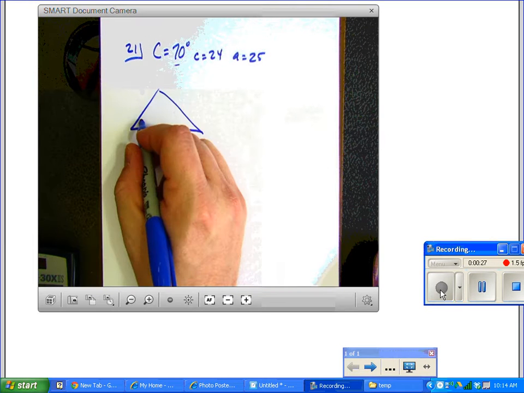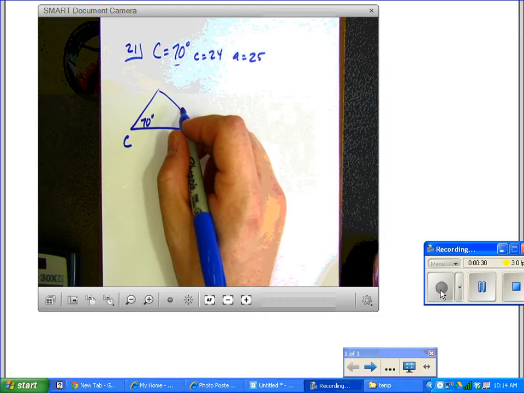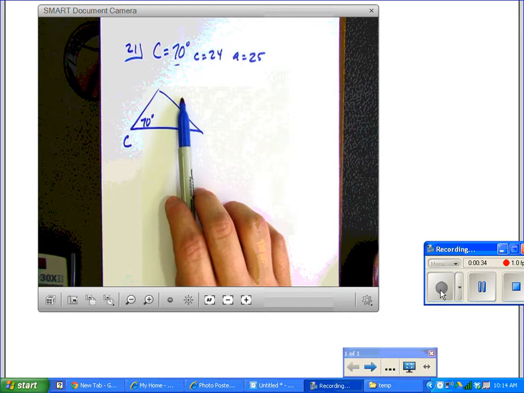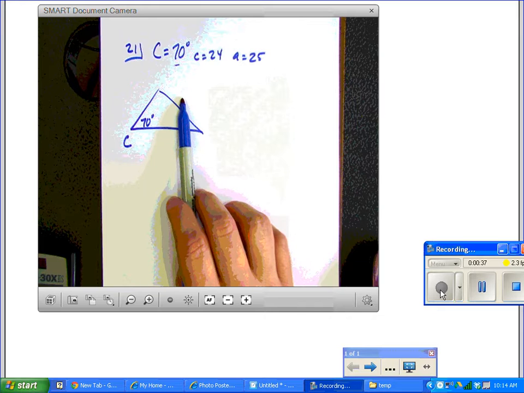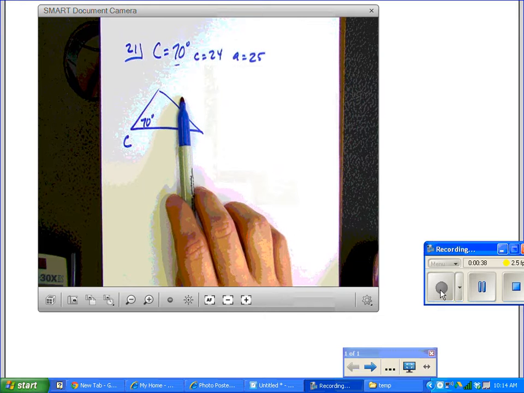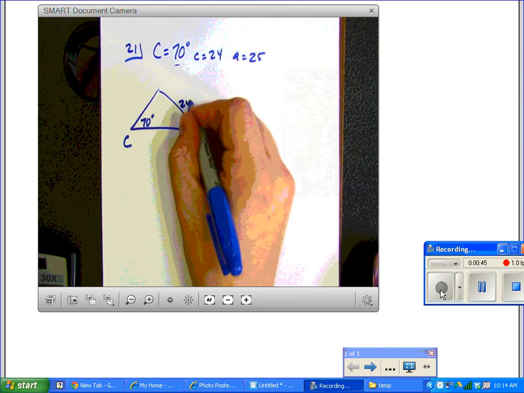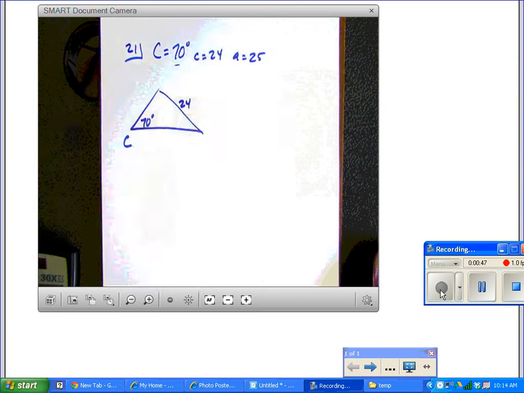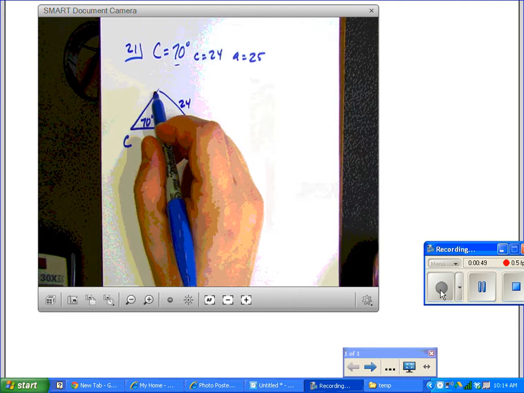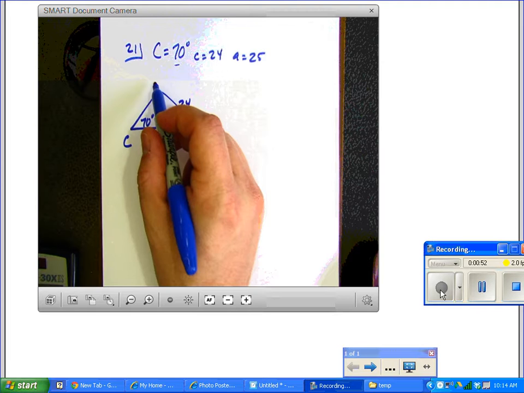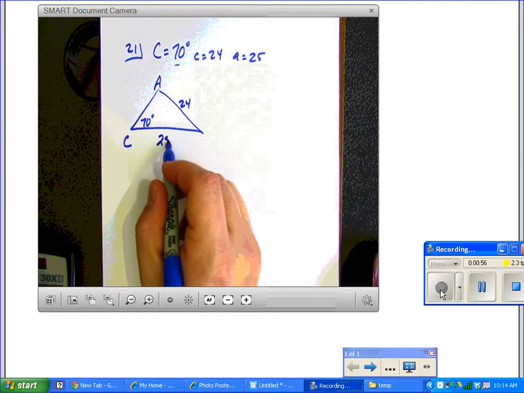So it's 70. Let's talk about it again. If this side is the bigger one, it's one triangle. If this side is the smaller one, then we have to compare it. So let's see, we got little c is 24. You want to put A at the top? Okay, so that means the 25 will go down here.